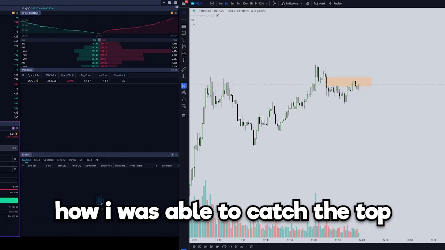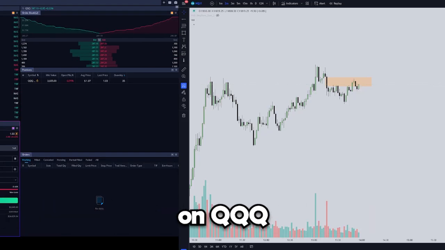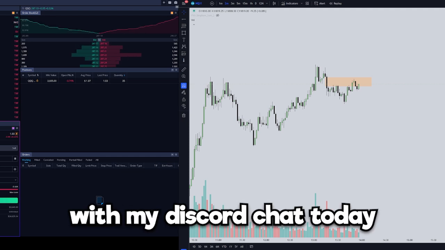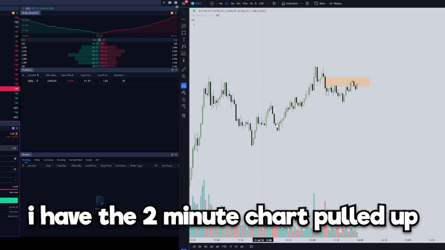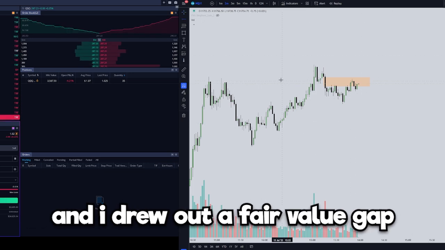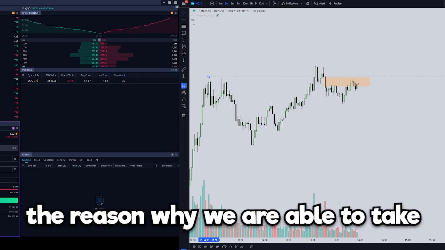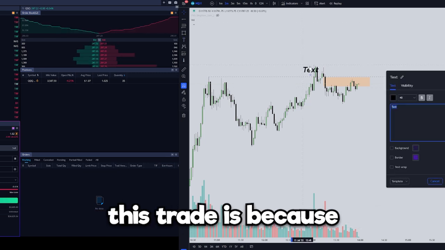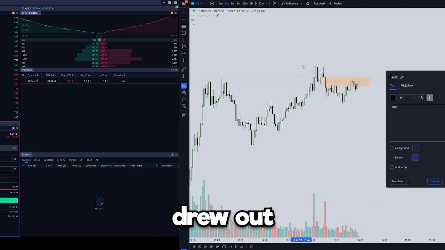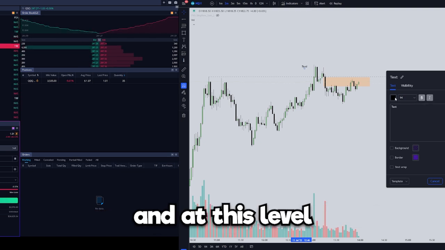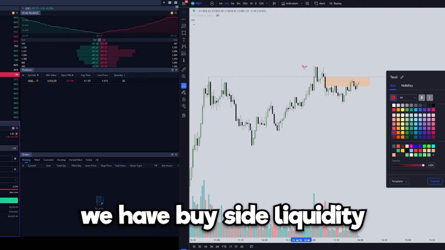Today I'm going to be showing you guys how I was able to catch the top on QQQ with my Discord chat today. So right here you guys are going to be able to see on the chart, I have the 2-minute chart pulled up and I drew out a fair value gap. The reason why we were able to take this trade is because on the hourly we had created those equal highs that I just drew out, and at this level we have buy side liquidity.